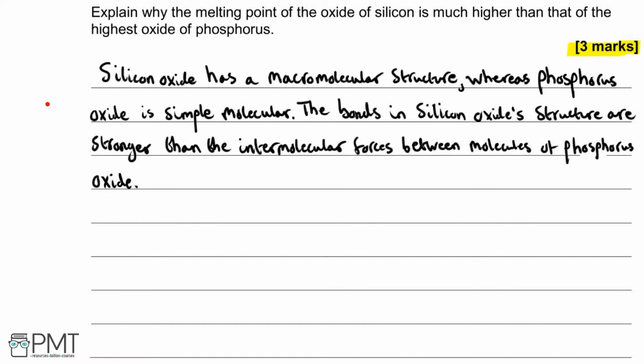Specifically, the marks come from, the first one comes from saying about the structure of silicon oxide, the second for the structure of phosphorus oxide, and the third for a comparison showing that the silicon oxide structure is stronger because it's macromolecular, it's got these covalent bonds all throughout it, than the phosphorus oxide structure, which is weaker because it's only got these intermolecular forces there. So that's the 3 marks of the question, so that's all we need for it.